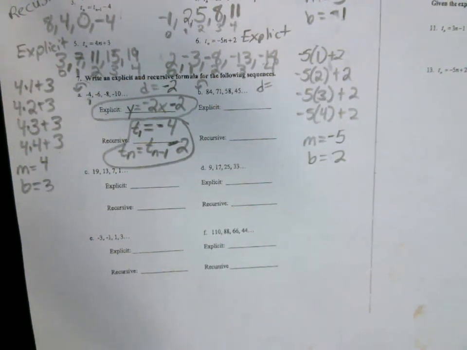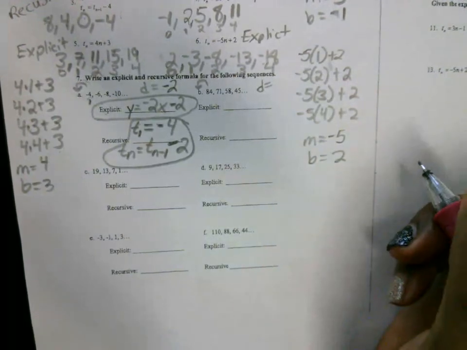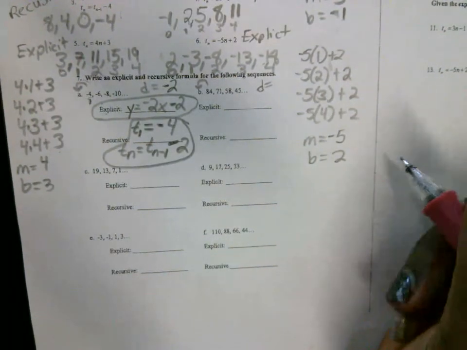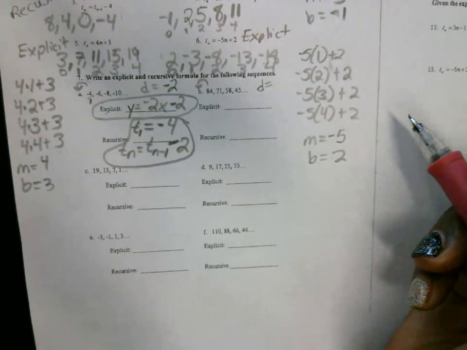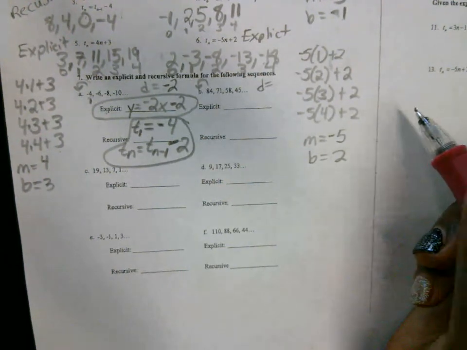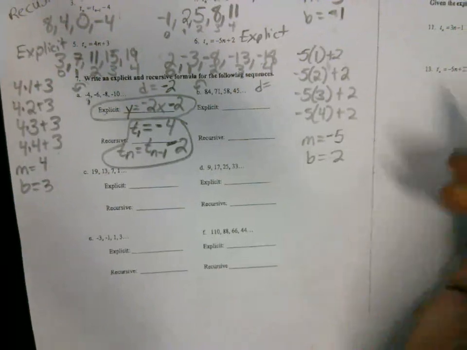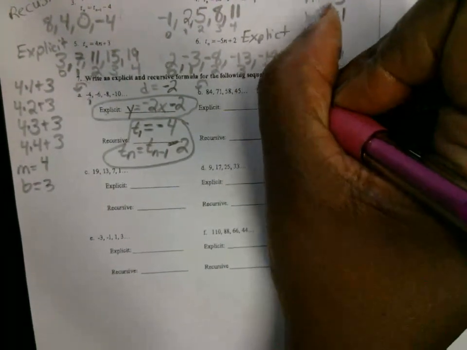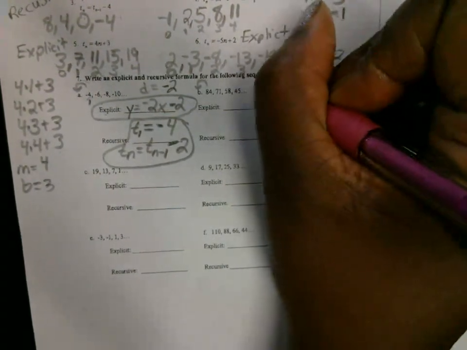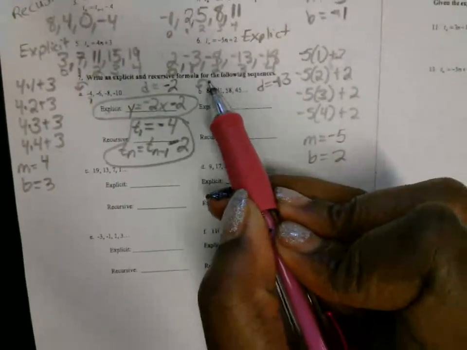All right, here we go. What is the common difference here? Is it going up or is it going down? What is it going down by? It's going down by what? -13.